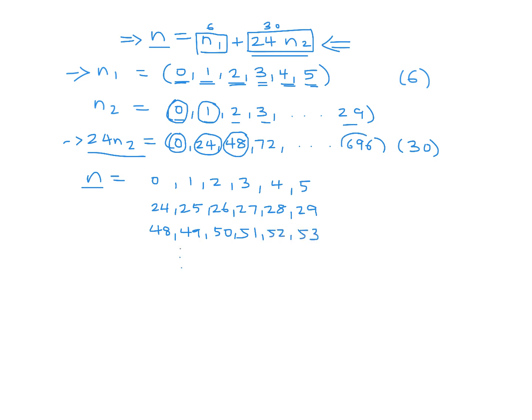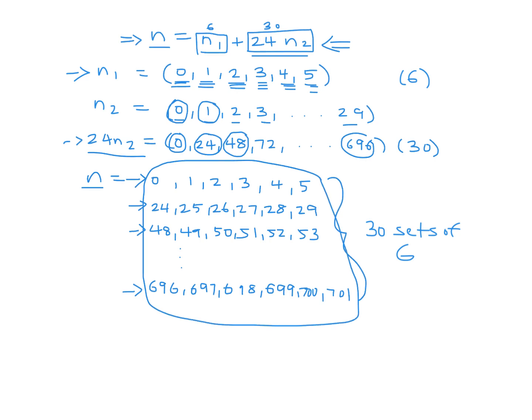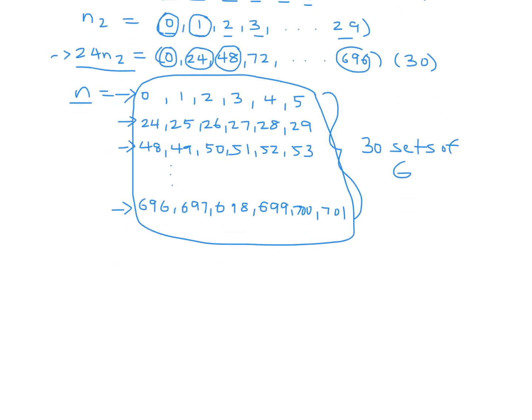And then eventually, when I get down to the final 696 as the fixed value for 24n2, and then go through the values of n1, I will get 696, 697, 698, 699, 700, and 701. So as predicted, I'm going to have 30 sets of 6. This is 6, this is 6, this is 6, and this is 6. And now my task is I have to add up all these guys. So that is the final part of this question. So here we go.